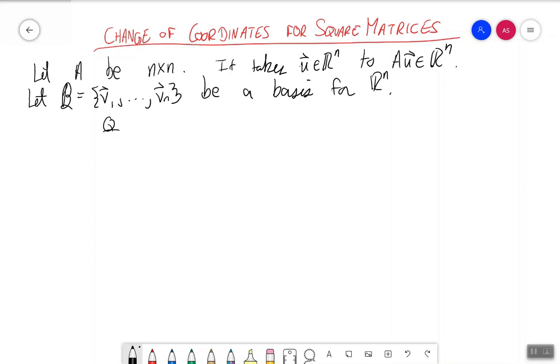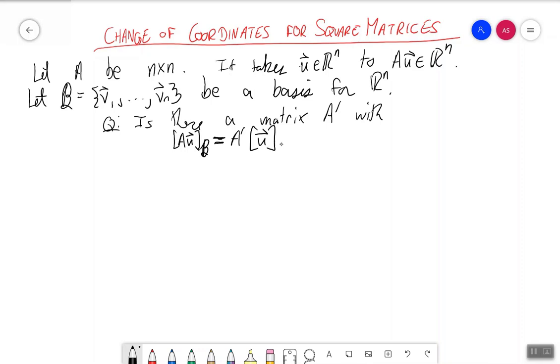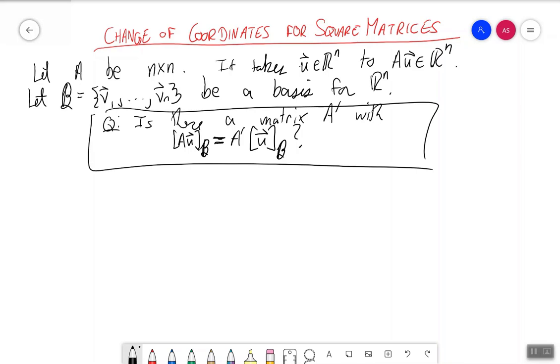Question: is there a matrix A prime with the coordinate vector of A times u with respect to that basis equal to A prime times the coordinate vector of u with respect to the basis? Let me box that, because that's an important question. Now, let's go and answer that.